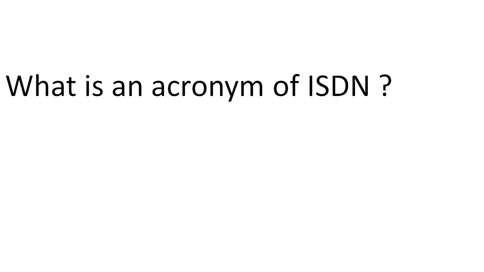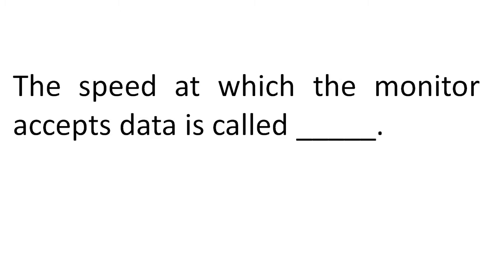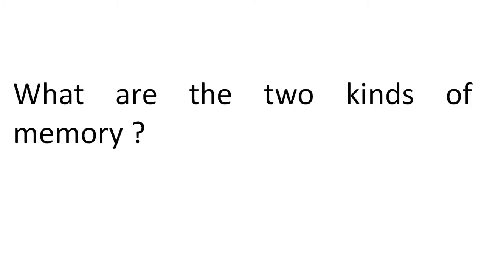Next question: what is the acronym of ISDN? The correct answer: Integrated Services Digital Network. Next question: the speed at which the monitor accepts data is called dash. The correct answer: bandwidth. Next question: what is another term used for computer program? The correct answer: applications. Next question: what are the two kinds of memory? Right answer: ROM and RAM.